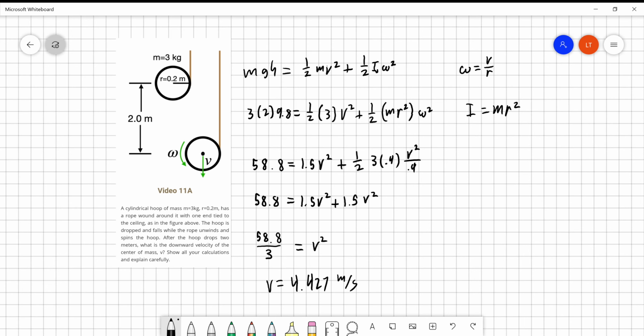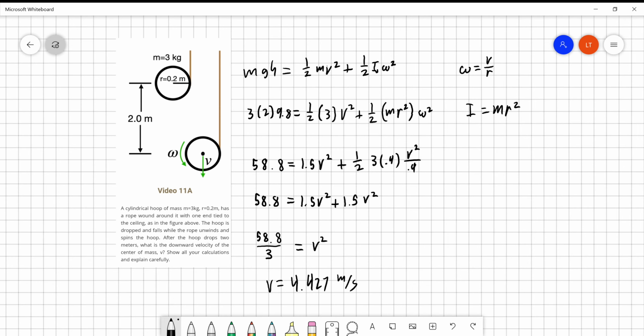This problem says a cylindrical hoop of mass 3 kilograms and radius of 0.2 meters has a rope around it with one end tied to the ceiling. The hoop is dropped and falls while the rope unwinds and spins the hoop. After the hoop drops 2 meters, what is the downward velocity of the center of mass?